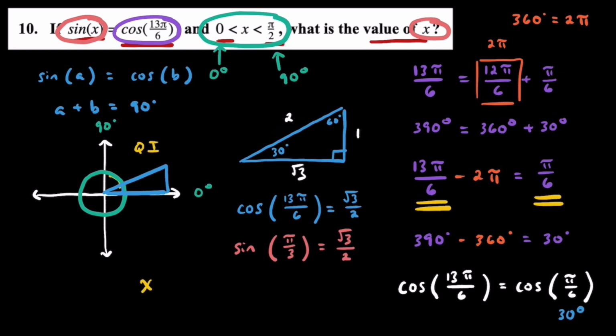Showing you all the steps here, we can say that angle x is equal to pi over 3, or 60 degrees, depending on which form you're looking for, whether radians or degrees.